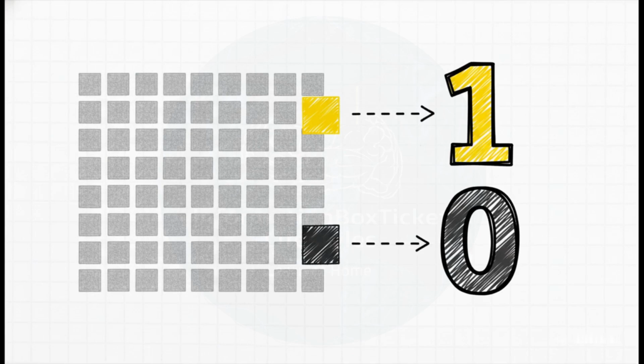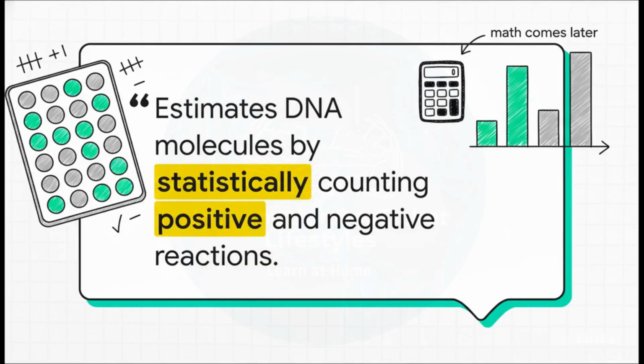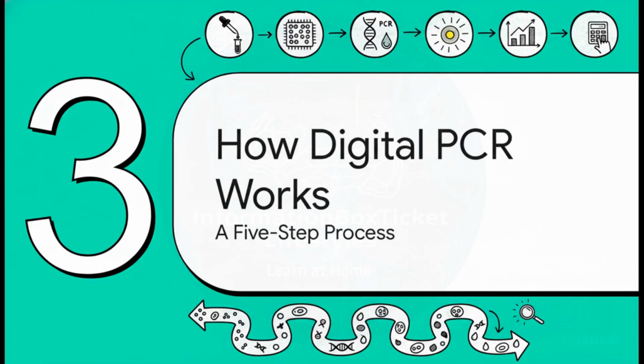Once everything is partitioned, each little tiny reaction becomes a super simple yes or no question. Is our target DNA in there? That's a 1. Or is it empty? That's a 0. There's no more guesswork, no more kinda. It's just a straight-up binary, black and white answer. So yeah, it's not about watching a glowing signal get brighter over time like in the old days. No, you're literally just counting up the yes chambers and the no chambers at the very end. The fancy math that turns that simple count into a final precise number, don't worry, we'll get to that in a bit.